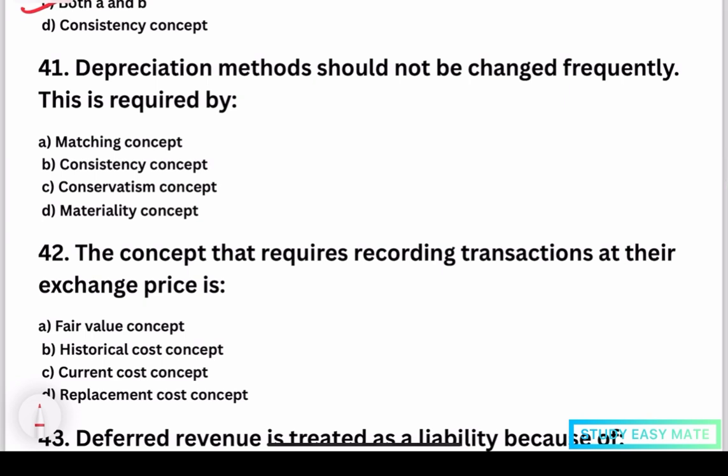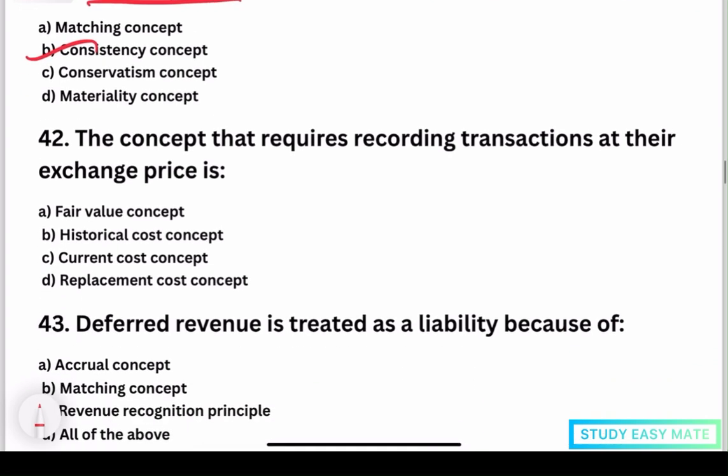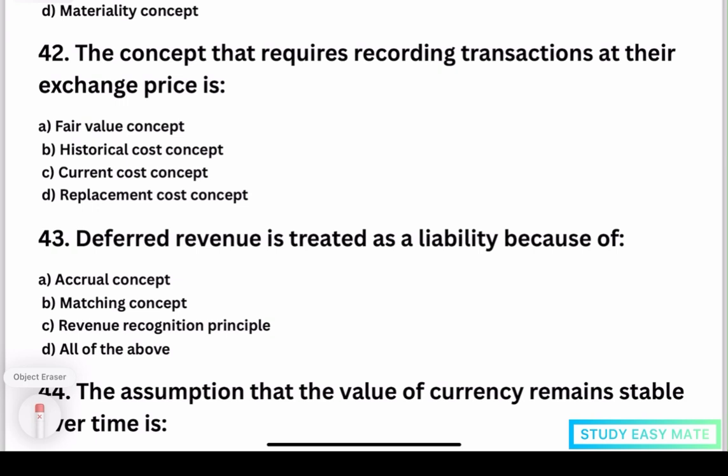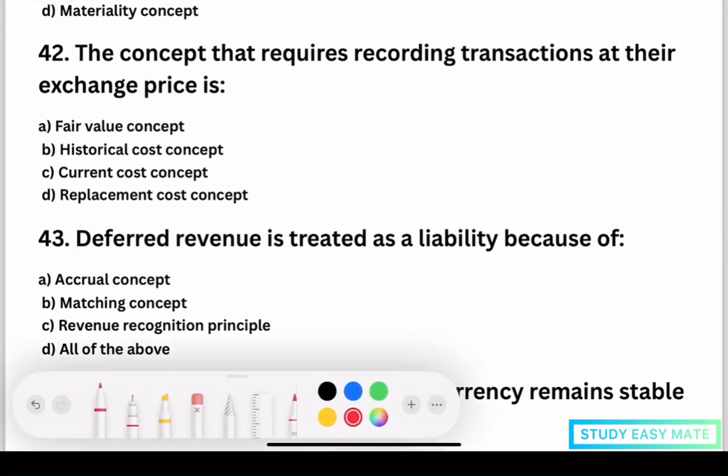Depreciation method should not be changed frequently. This is required by the consistency concept. It should not be changed, so it's the same. So it is consistency. The concept that requires recording transactions at their exchange price.